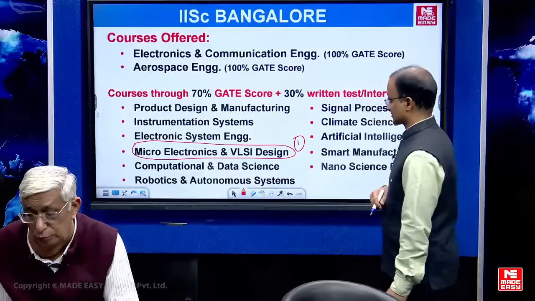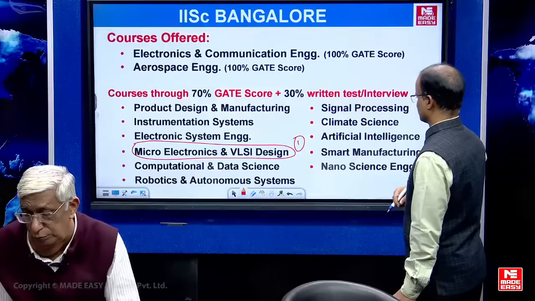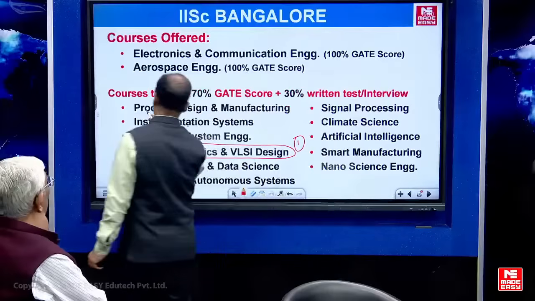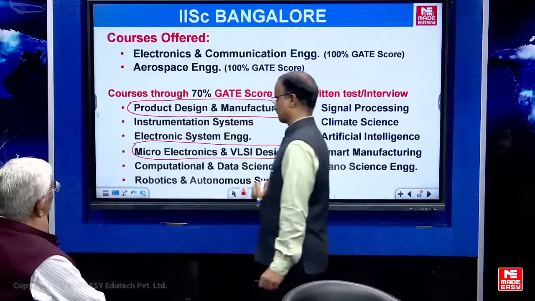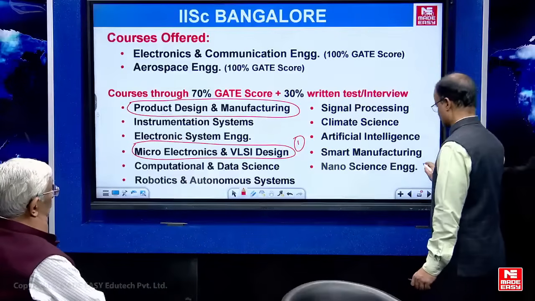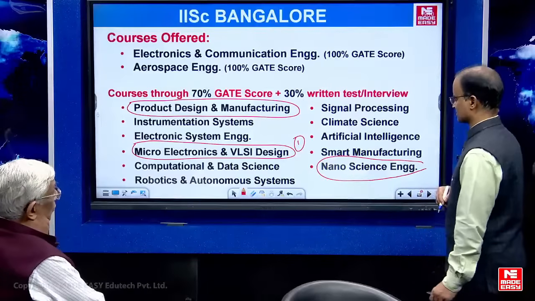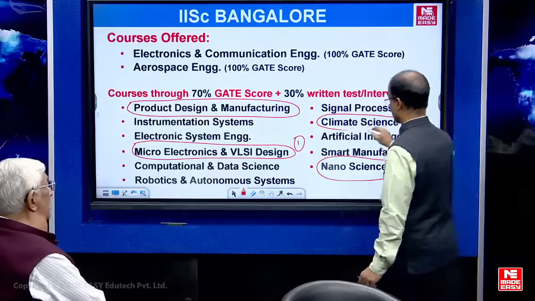Sir, for electronics, what about Production Design? It's more of an interdisciplinary course. Generally less preferred. What about Nanoscience and Nanoscience Engineering? Again, unless you have a specific interest in this, otherwise very little interest. I think this is also less preferred. Climate Science again.